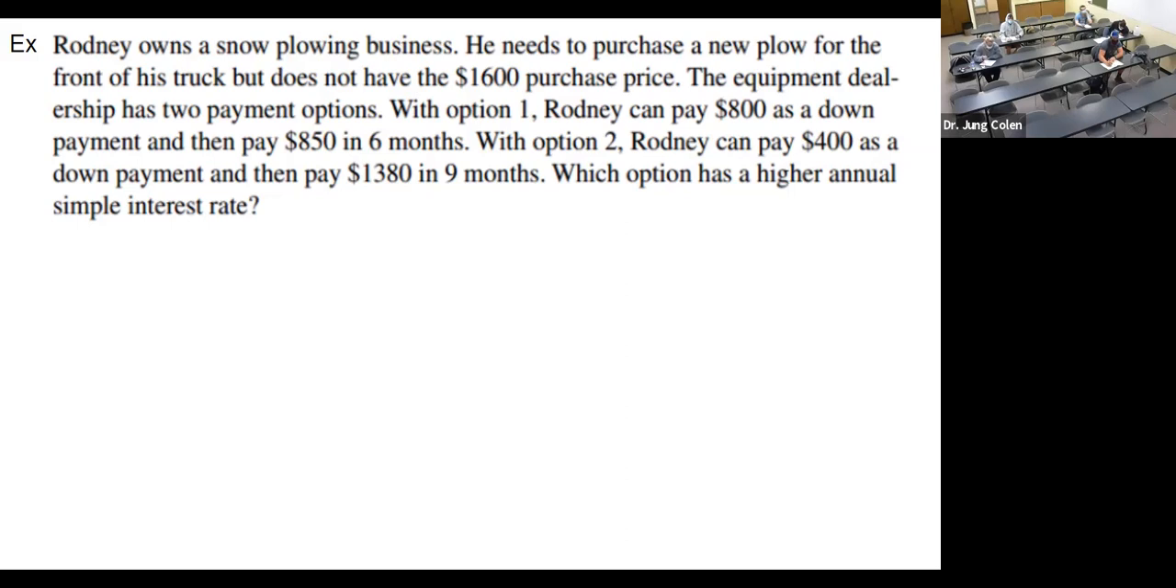So you need to do both of them. Option one, Ronnie can pay $800 as a down payment and then pay $850 in 6 months. With option two, Ronnie can pay $400 as a down payment and then pay $1,380 in 9 months. We're gonna think about which option has a higher annual simple interest rate. Why do we do that? Because we don't want to have a higher interest rate, right? We want to pay less interest when we are comparing these two.